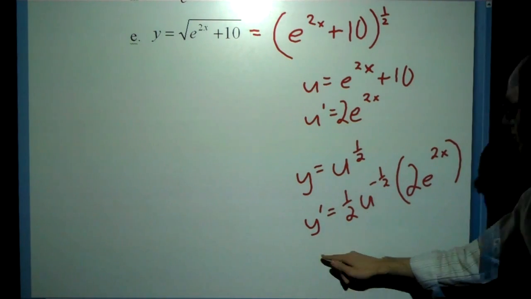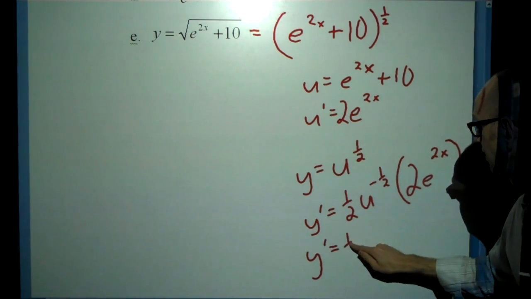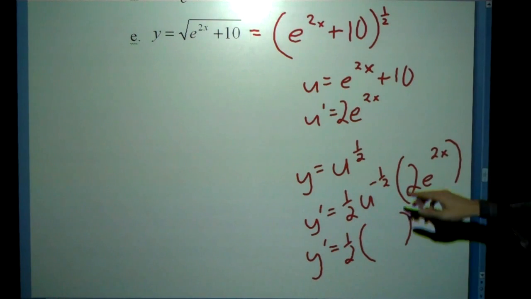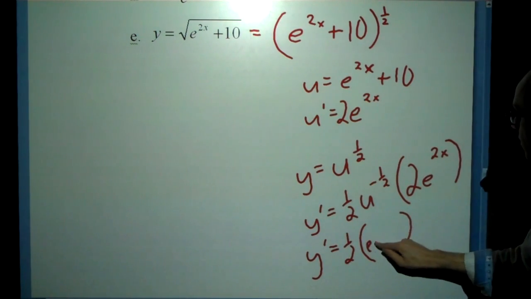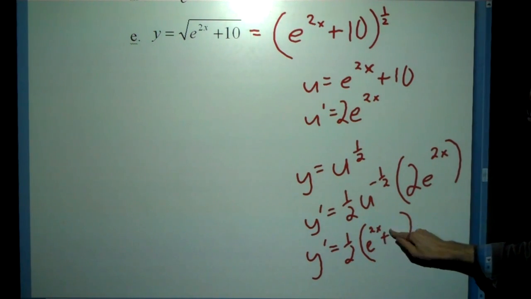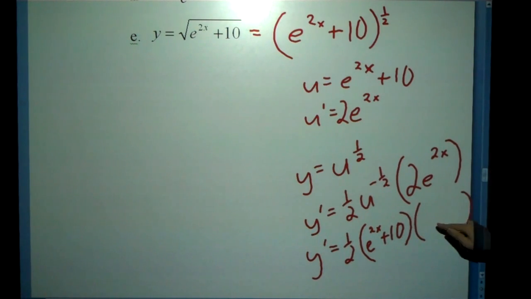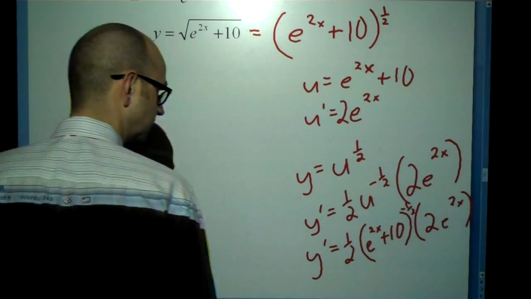I want to get rid of my u, so I've got y prime is equal to 1/2 times whatever u was, which was e to the 2x plus 10, all to the negative 1/2 power, times 2e to the 2x. Alright, let's see if we can clean some of this up.